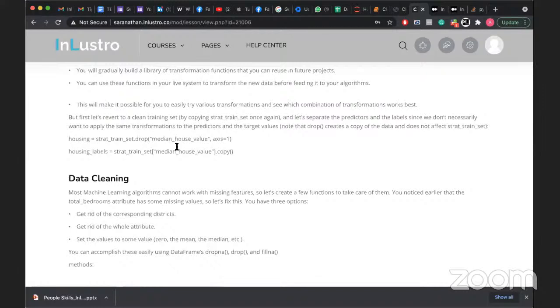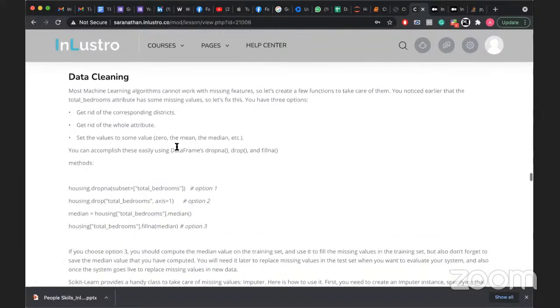We can get rid of the districts which don't have the bedroom values, or we can get rid of the whole bedroom attribute itself because it's missing some values, or we can set the missing values to some value, either 0, the mean, or the median. You can do any of these using the data frame's predefined functions called dropna, drop, and fillna. So dropna drops the districts with missing values, drop would drop the particular attribute completely, and when you fill it with the median, it's fillna, okay?